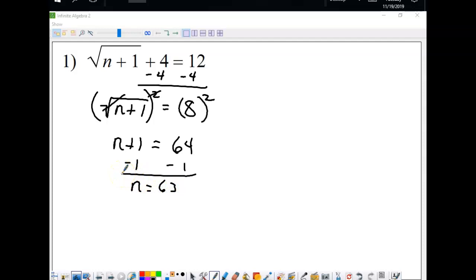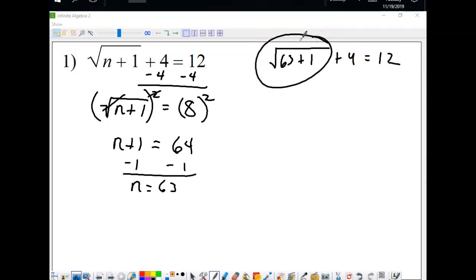Now, before I circle my answer, what do I want to do? Check your answer. So let's take it and plug it in. 63 plus 1 plus 4. Now, I really only need to pay attention to this. You could check it all the way through if you want, but I just want to make sure this won't come out negative. If I add these, does it come out negative underneath? Then we're good. My answer works. Okay? But you can keep going if you want.